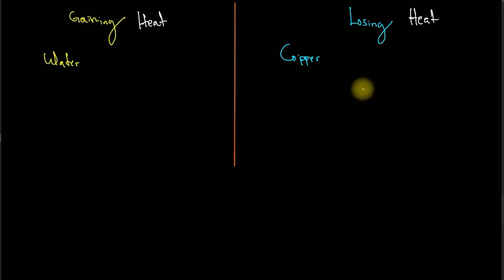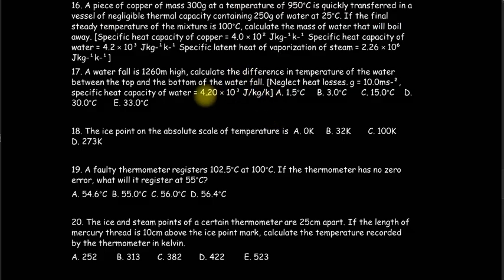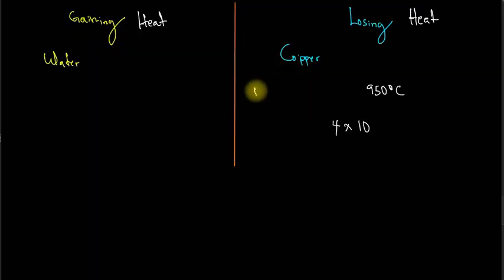So 950 degrees Celsius was the temperature of copper, and then 4 times 10 to the power 2, okay, 4 times 10 to the power 2, and then 300 gram. So mass equals 300 gram.